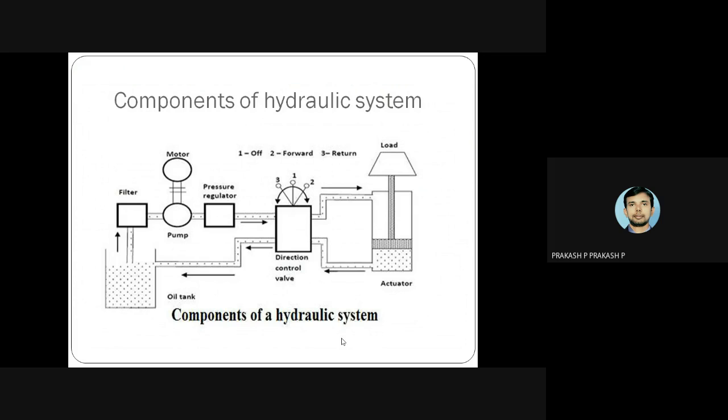You can see the actuator. The actuator is normally called a cylinder, used for extension and retraction purposes. So these are the main components of a hydraulic system.